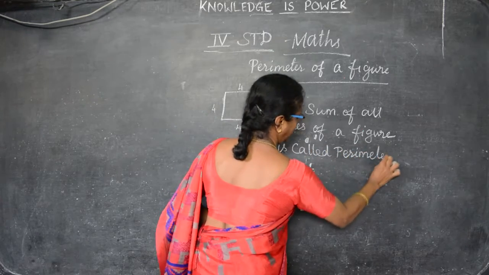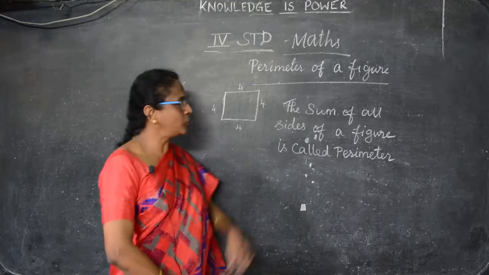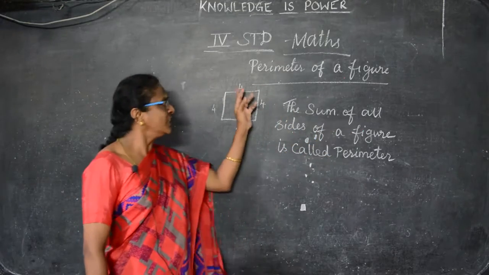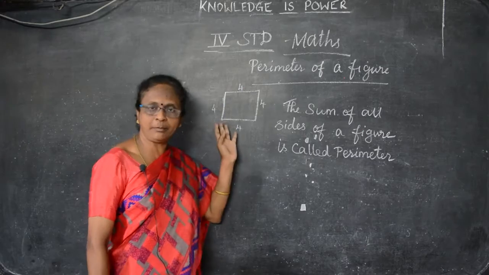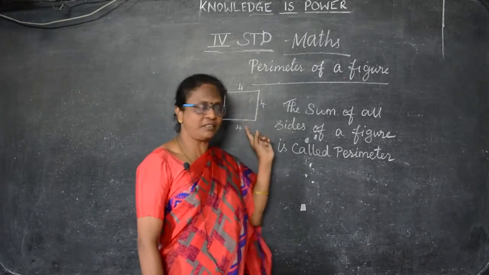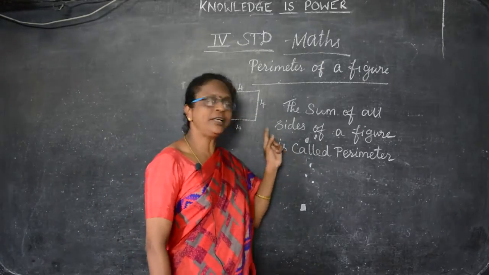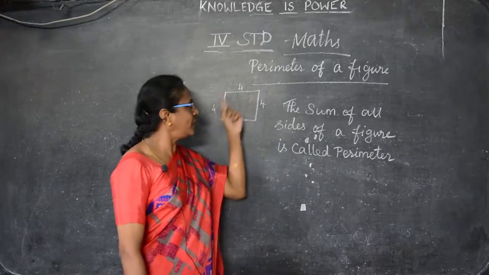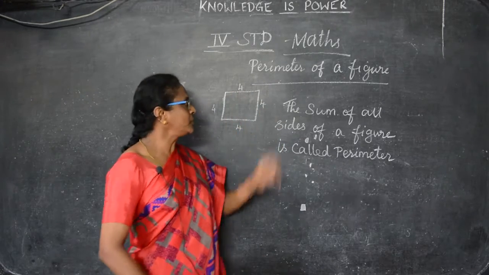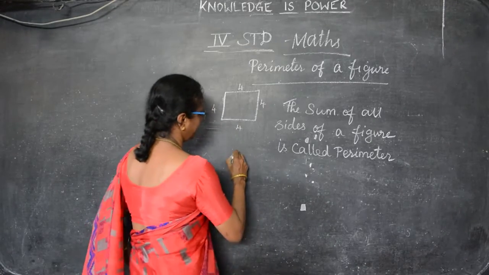Listen again, children. Perimeter of a closed figure means the sum of all the sides. It has 4 sides. Any given numbers, if they are given, you add all the sides and you get the perimeter. So in the square, all the 4 sides will be the same.